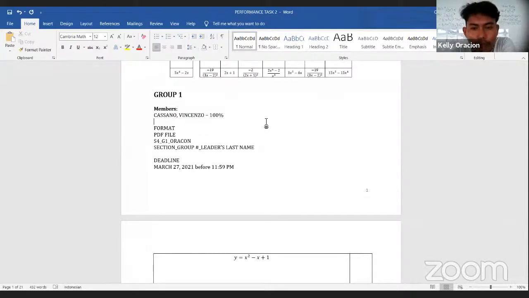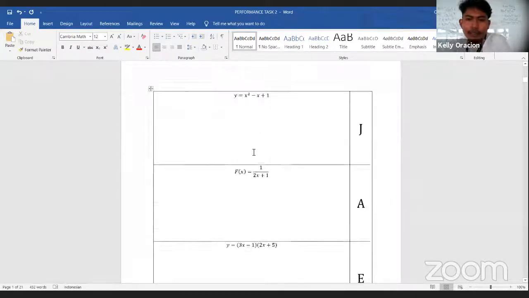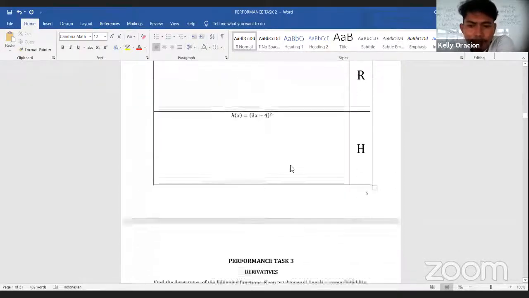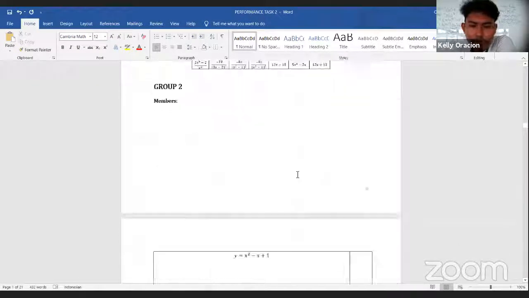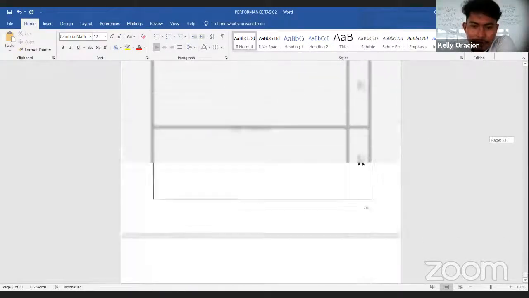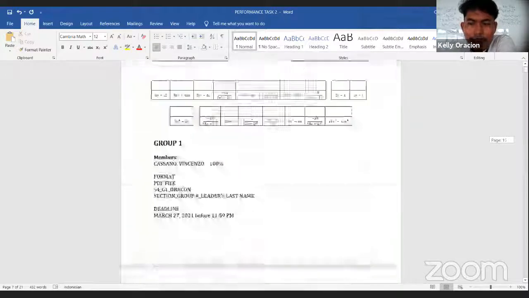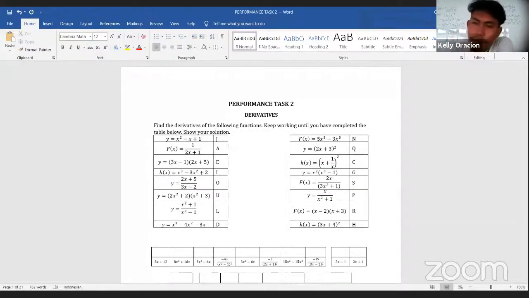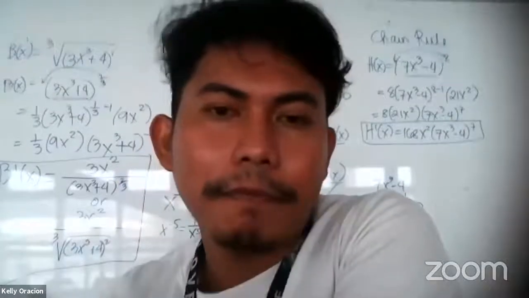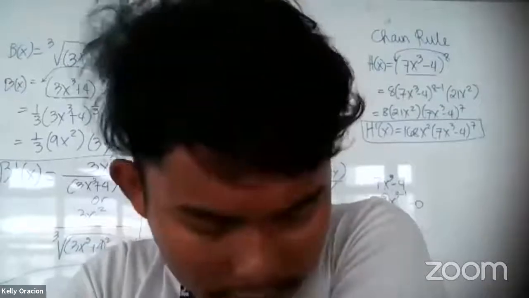Okay, do you have any concern? Concern o clarification, meron? Or comments? Basta lahi og word na ma-form ang per group. Nay concern? Clarification?